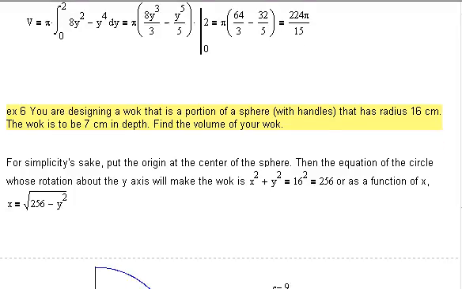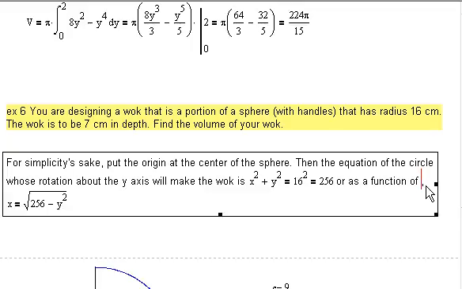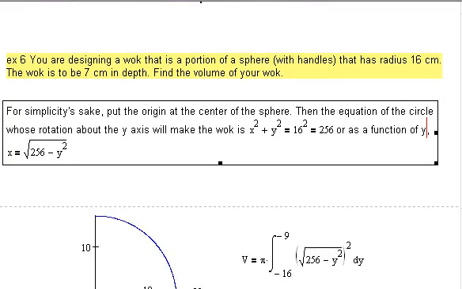So for simplicity's sake, and engineers always do this, put the origin at the simplest place, which is the center of the sphere. Then the equation of the circle whose rotation about the y-axis will make the wok is x squared plus y squared equals 16 squared. That's a circle with radius 16 centered at the origin. 16 squared is 256. So if we wrote it as a function of y, x equals the square root of 256 minus y squared.